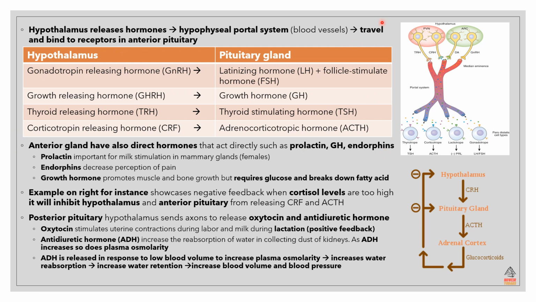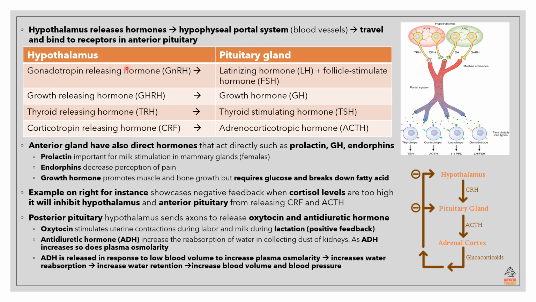Here I made a table showcasing the four main tropic hormones and what they turn into once they reach the pituitary gland. So you've got GnRH, the gonadotropin releasing hormone. It turns into two things: luteinizing hormone, LH, and follicle stimulating hormone, FSH. So GnRH turns into LH plus FSH.